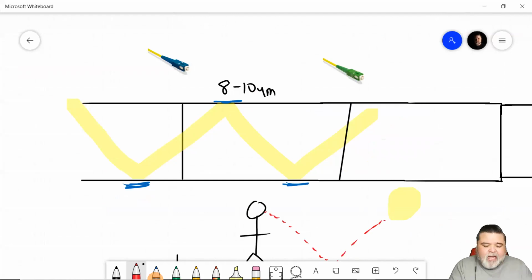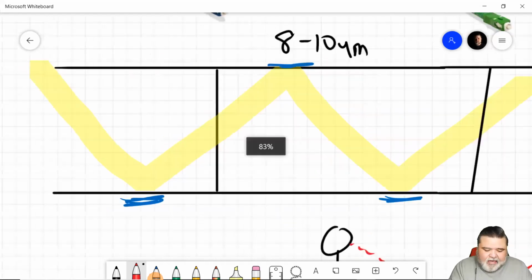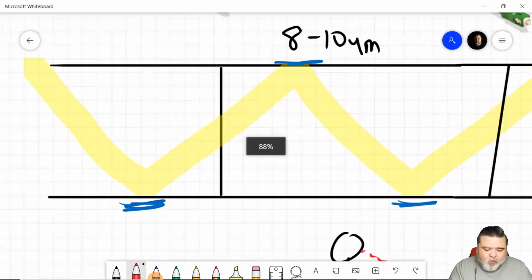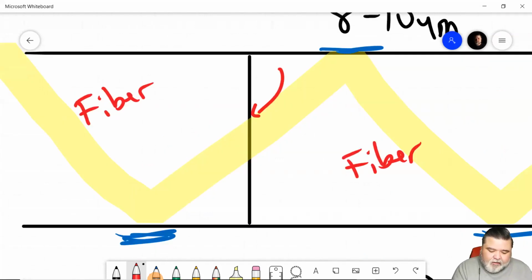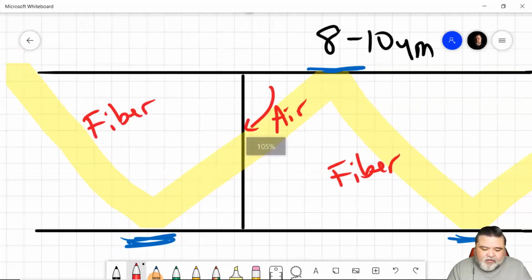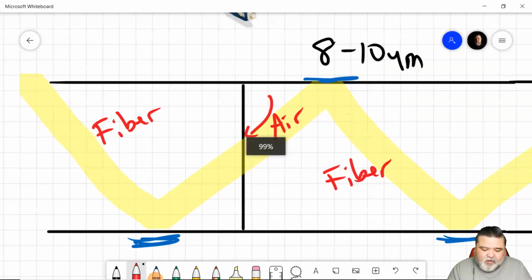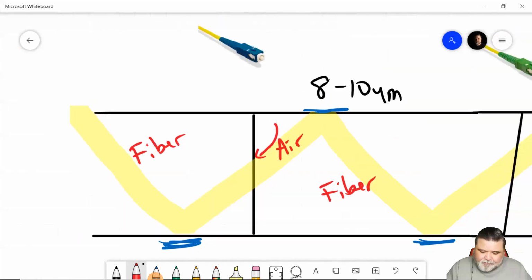Anywhere there's a change in material type. So in this particular example, this is fiber, and this is fiber. Here in the middle is air. And this is a physical connection, and in this example, a UPC connector. So an ultra physical contact connector that has a flat cleave. So it has a right angle here. So it has a flat cleave, right?